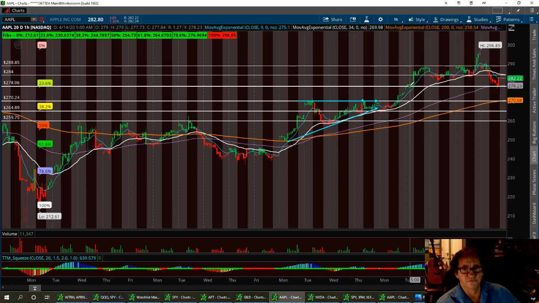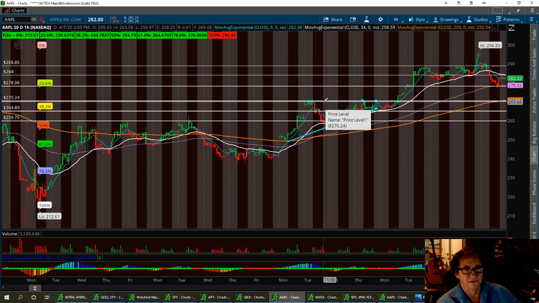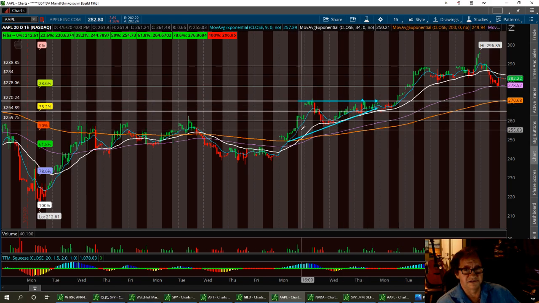Then another one was right here where we had that little breakout. And then we had an ascending triangle right here. This would be your low, low, low support here on Apple. And that, to me, is a solid support. That's what I would call a solid support level there at 270.24, because it took 3 times. It actually took the 4th time to break out of that ascending triangle.